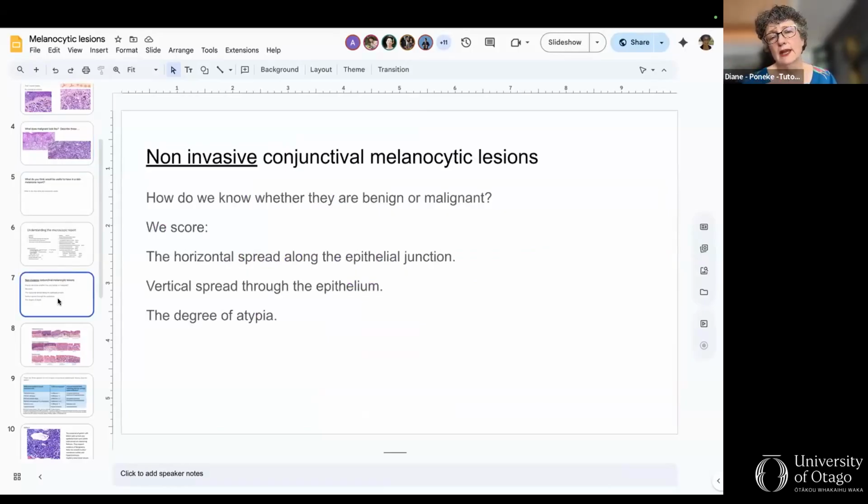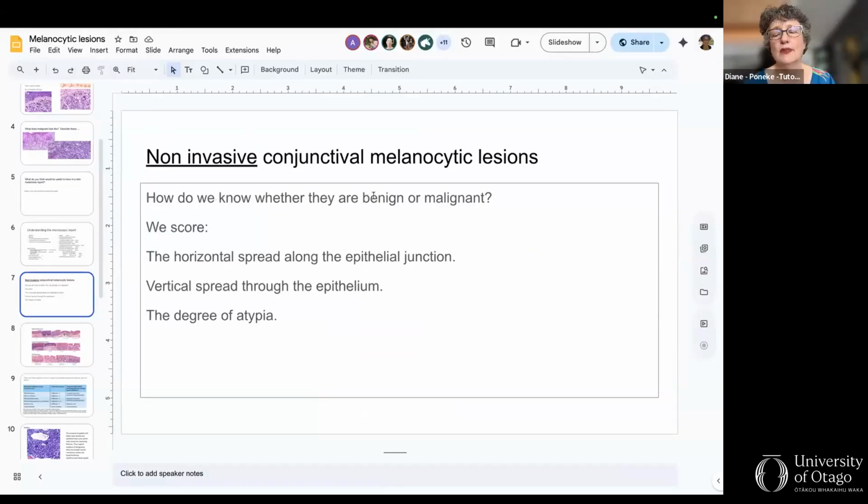So if a thing is invasive and destructive, we have a better chance of thinking it's malignant. But let's think about non-invasive conjunctival melanocytic lesions. How do we know whether they're benign or malignant? They can be hard to tell based on the cytology, so we have to take other factors into account.